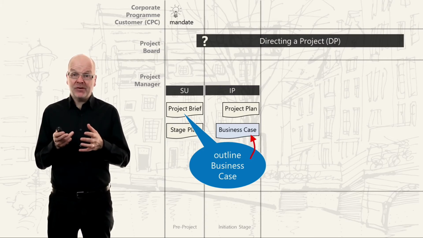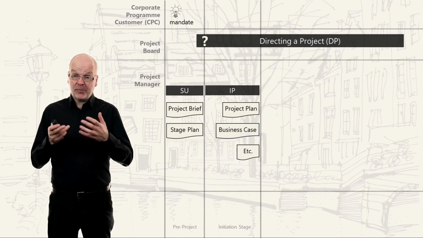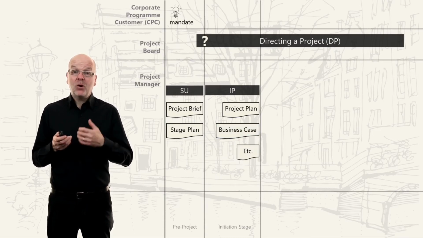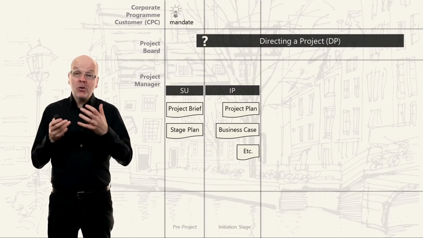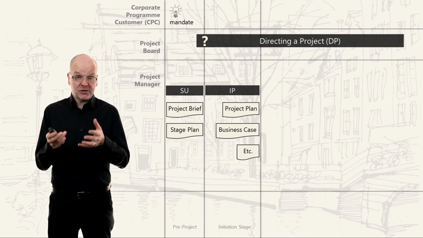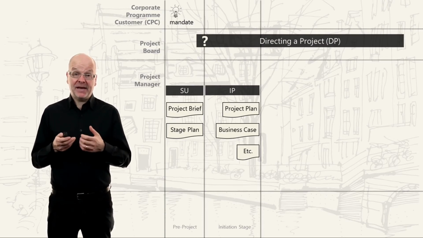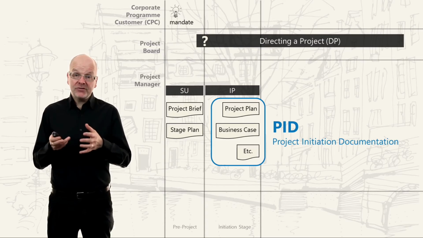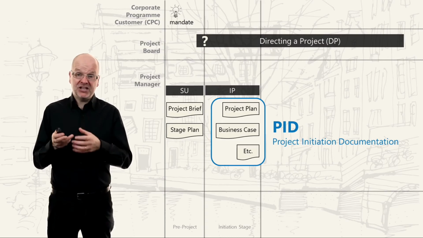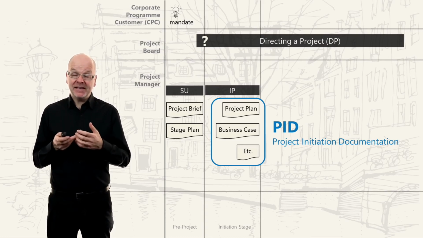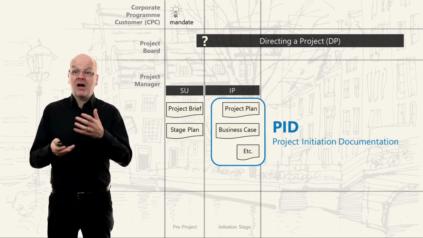So the main two outputs of the IP process are the project plan and the business case. Remember that the project plan also includes the product descriptions, which are the requirements documents. There are other documents, and these will be discussed later. The majority of the documents from the IP process then become part of the PID, and this stands for Project Initiation Documentation, so all the documents from the initiation stage. So see the PID as just a collection of documents that can be put into a map or can be shared on a shared folder.